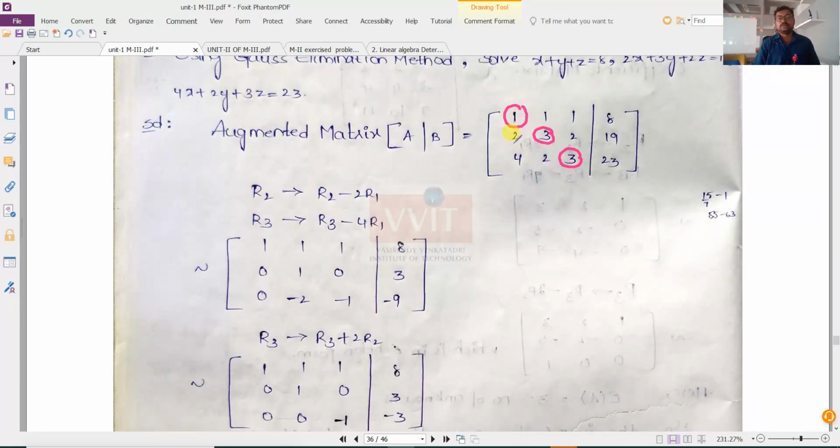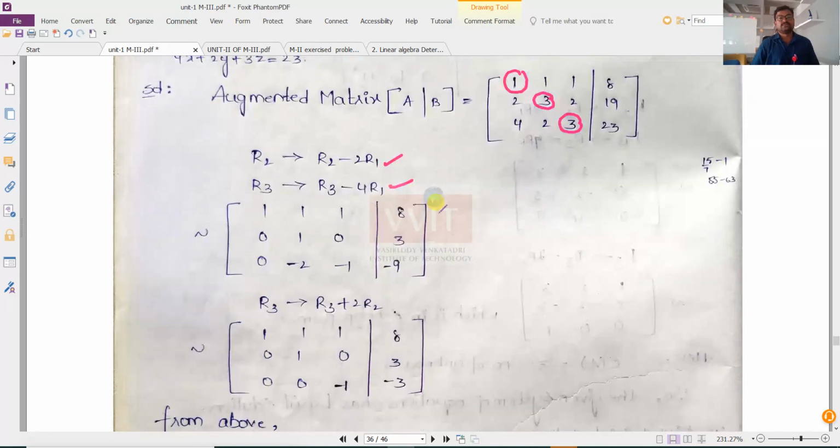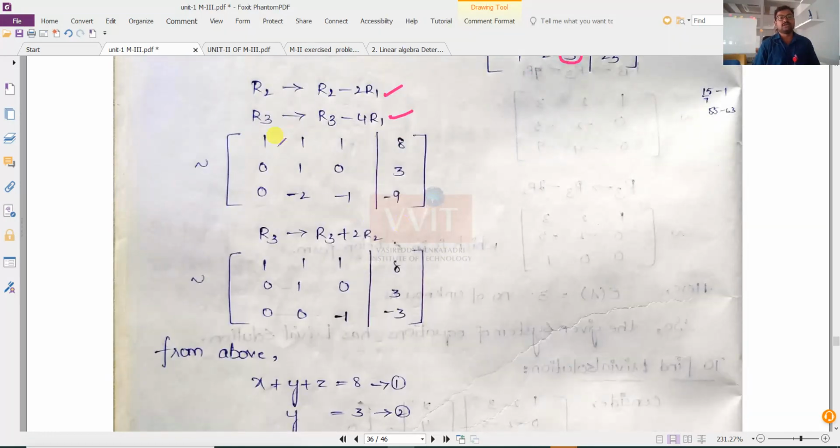Now I need to modify row 2 to have zero here. If I multiply row 1 with 2 and then subtract from it, we may get it. That's the reason we wrote R2 minus 2R1. And for the second, here 4, here is 1, so multiplying the first row with 4 and then subtracting from row 3. At the end of the first step, this is the matrix I'm getting here.